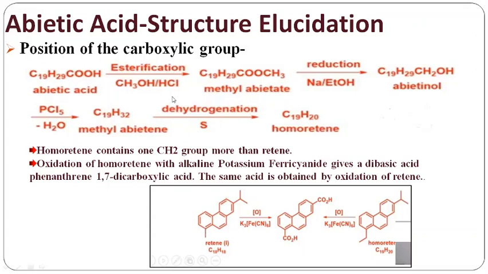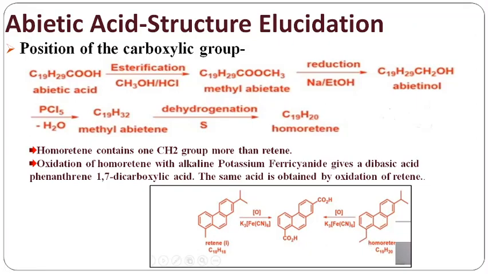So on the basis of these reactions we can come to the following conclusions. Homoretene contains 1 methylene group more than retene, and oxidation of homoretene with alkaline potassium ferricyanide gives a dibasic acid, which is phenanthrene 1,7-dicarboxylic acid. The same acid is obtained by the oxidation of retene. So on the basis of this reaction, we assign the structure of homoretene as follows.